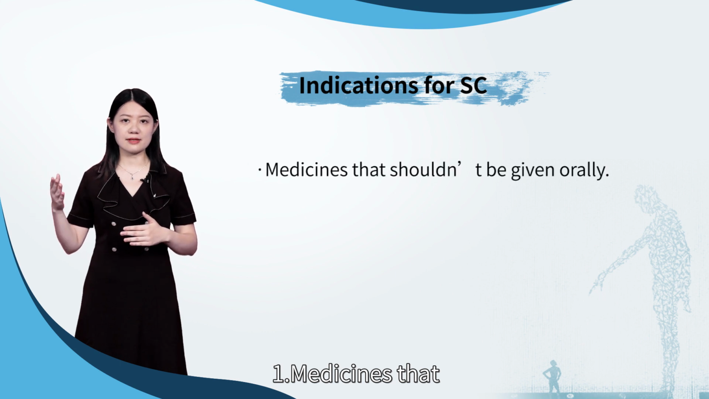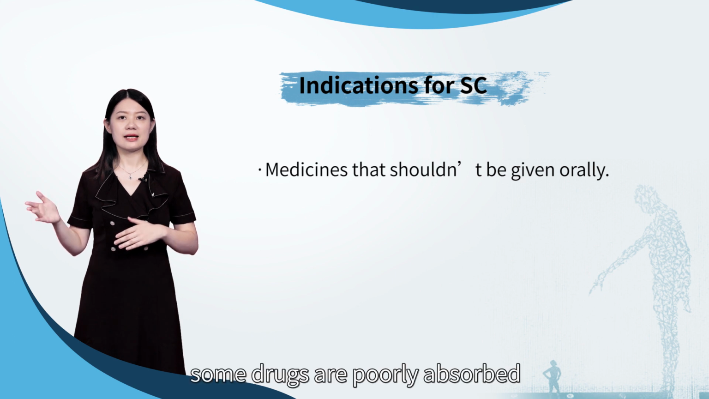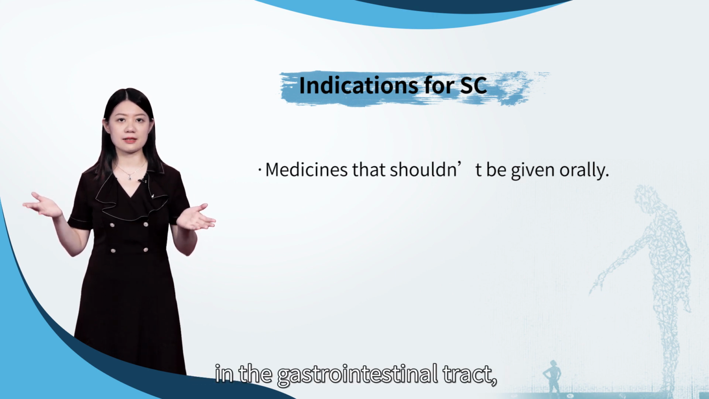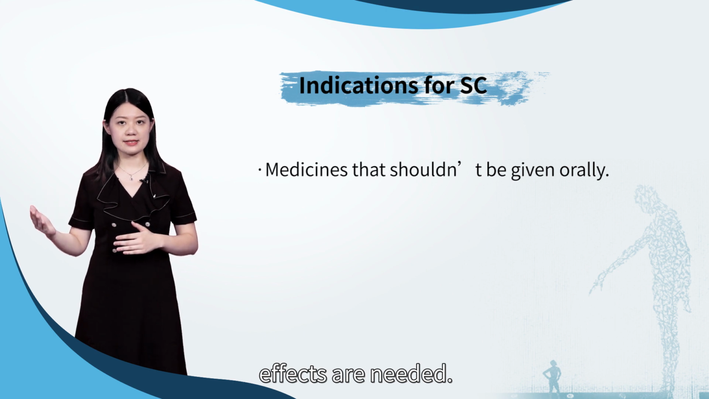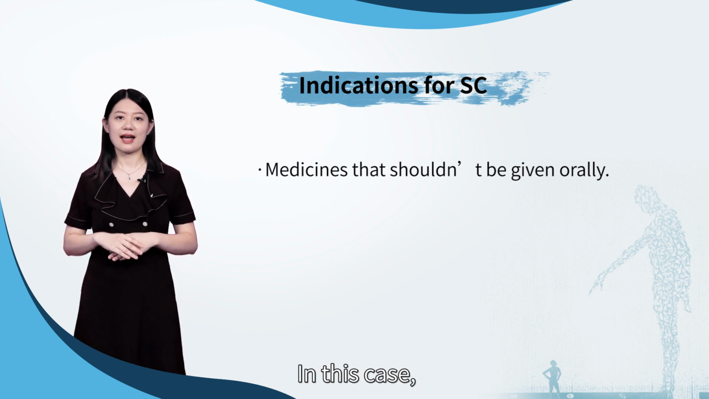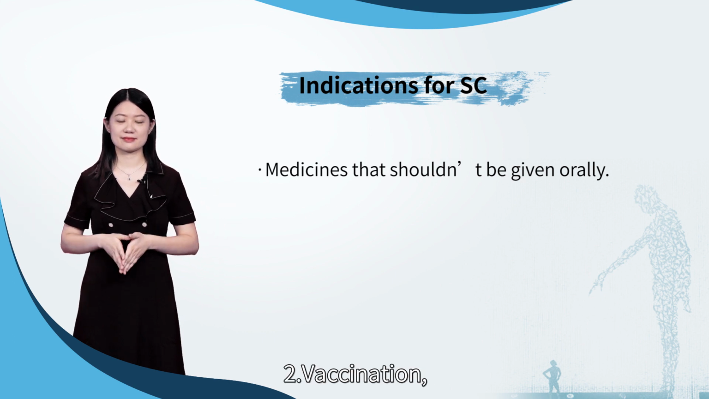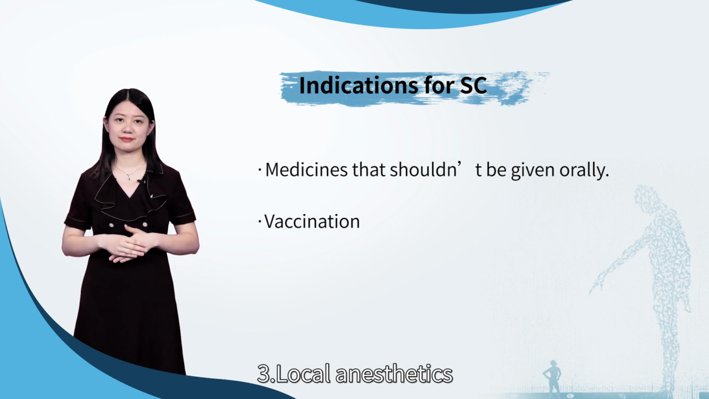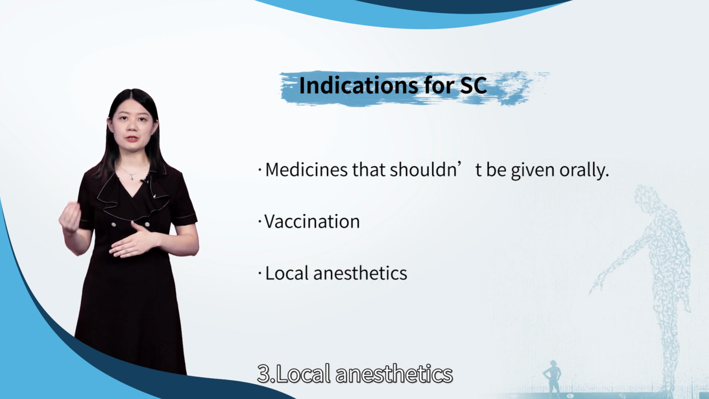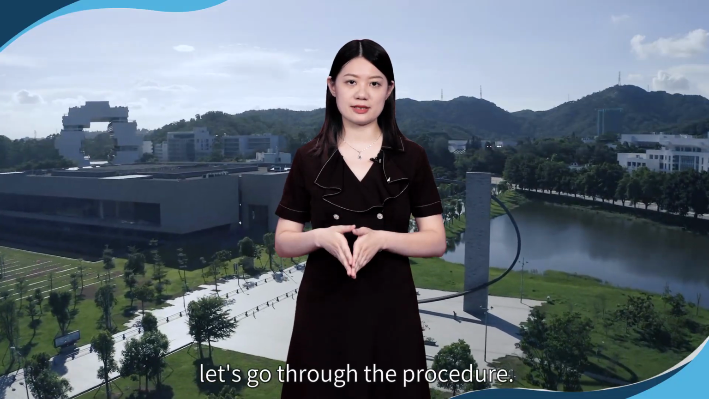First, medicines that shouldn't be given orally. For example, some drugs are poorly absorbed in the gastrointestinal tract, or their rapid systemic effects are needed. In this case, we can use the SC route. Second, vaccination, such as immunizations for children. Third, local anesthetics. Now let's go through the procedure.